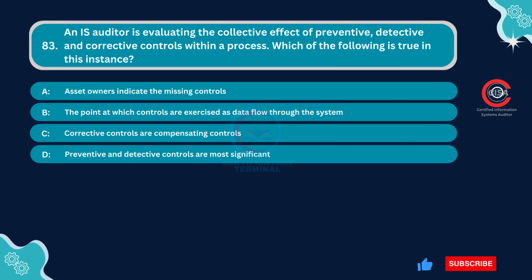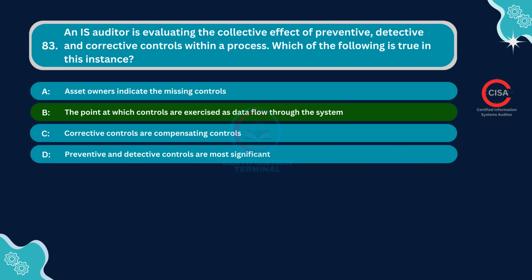The correct answer is Option B, the point at which controls are exercised, as data flow through the system. Continuous auditing involves ongoing monitoring of controls and transactions. This allows for the identification of potential issues much sooner than traditional, periodic audits. Early detection enables prompt investigation and corrective action. Continuous auditing doesn't eliminate evidence collection. However, it can help identify areas where specific evidence is needed, streamlining the collection process.